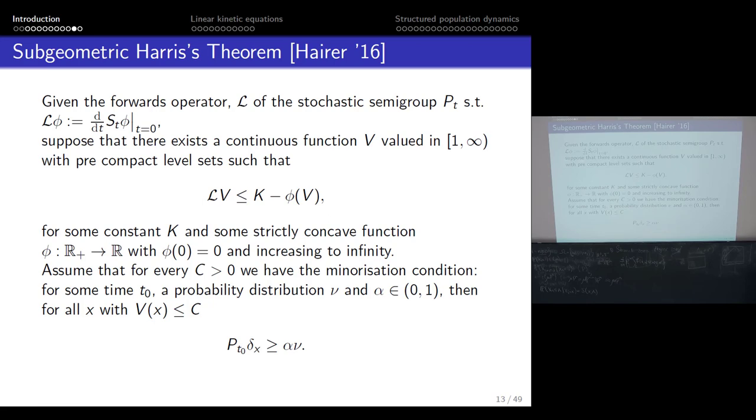it says that if we have a weak potential to keep our process from drifting away, then we won't have this exponential convergence. We will have sub-exponential convergence, and that's what this theorem gives. And it states the conditions for having this kind of rate.